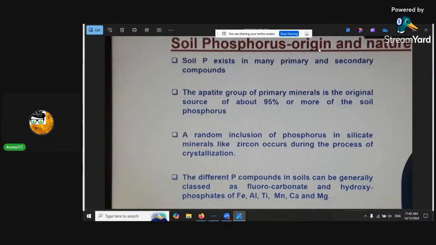Soil phosphorus, origin and nature. Soil phosphorus exists in many primary and secondary compounds. So where is it bound up? So the primary minerals, about 95% is more in the soil phosphorus. The random inclusion of phosphorus in silicate minerals like zircon occurs during the phosphorus of crystallization.